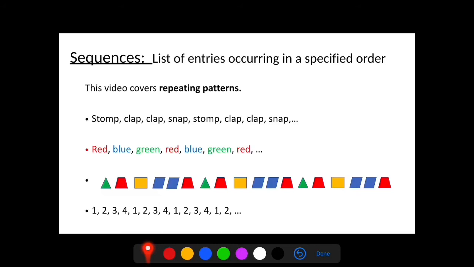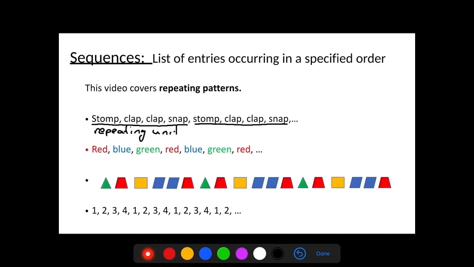Stomp, clap, clap, snap, stomp, clap, clap, snap. What comes next? You can imagine doing this with kindergartners. And what we're doing here is keying in on the repeating unit. So we notice that every 4 entries, stomp, clap, clap, snap, we repeat. So we call this our repeating unit. There's our second repeating unit. And if we were to continue, we'd start again with stomp.